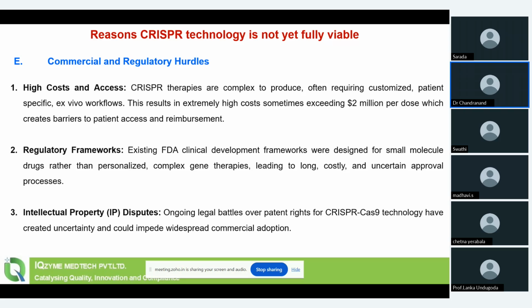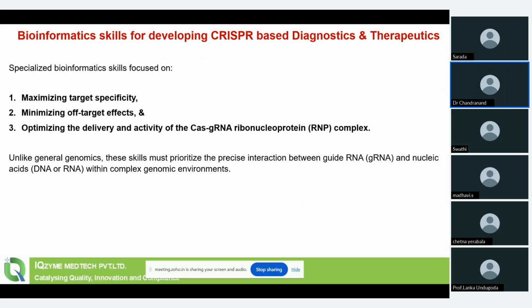in the case of CRISPR therapies, every time there is a new sequence and a newly developed CRISPR sequence, the regulator is not confident in giving approval because of the off-target effects on the gene, and the regulator asks for lots and lots of validation data, particularly with regard to your gene validation. There are also intellectual property disputes, with a lot of ongoing legal battles with regard to CRISPR technologies.